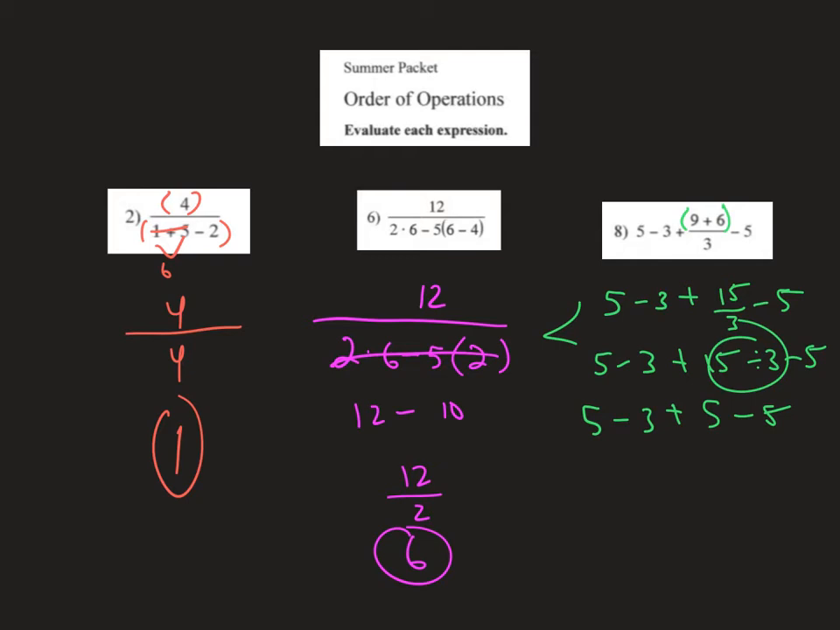And now I'm going to approach this from left to right because in that PEMDAS, addition doesn't always come before subtraction. I approach it left to right. So since there's only addition and subtraction left, I work from left to right. 5 minus 3, which is 2, plus 5 is 7, minus 5 is 2. And that's it. So there's 3 problems from your packet that I've done for you.